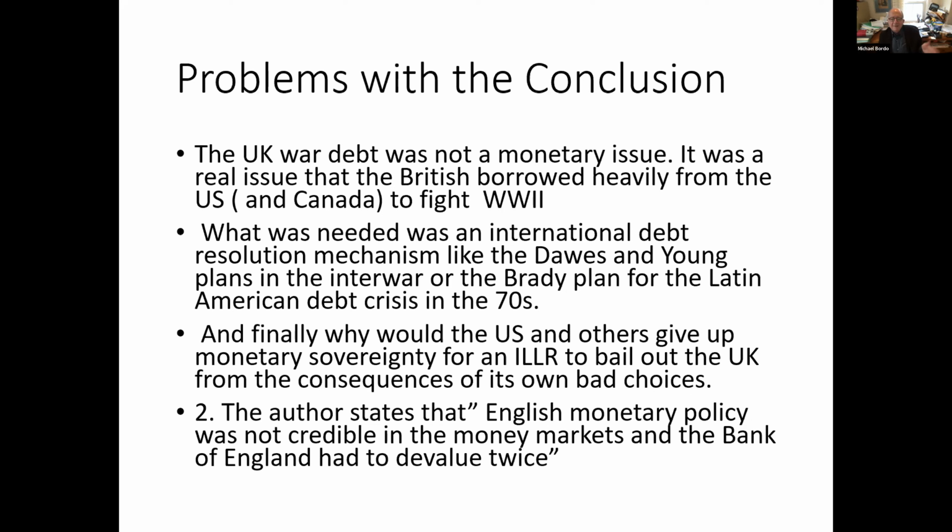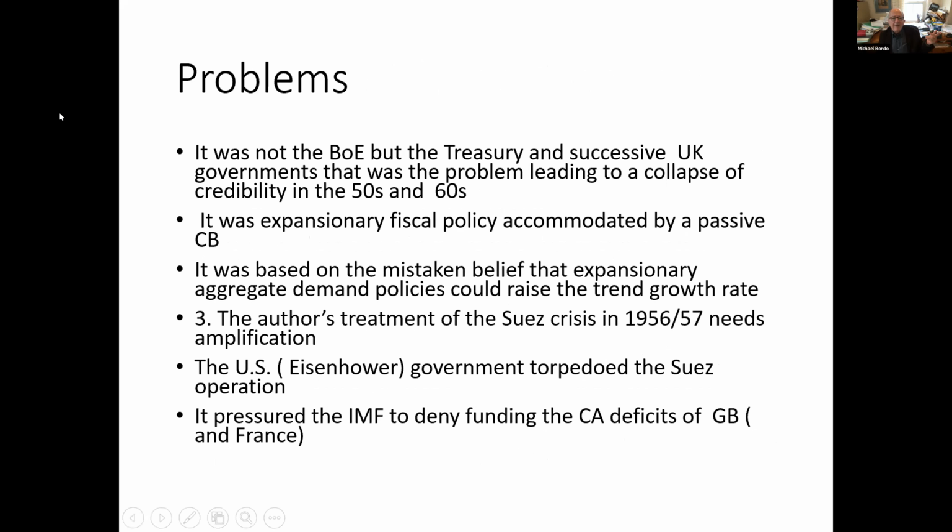Another point is she says that the English monetary policy was not credible in the money markets, and the Bank of England had to devalue twice. Next slide. Well, it wasn't the Bank of England, but the Treasury and successive UK governments that were the problem, leading to a collapse of credibility in the 50s and 60s. It was expansionary fiscal policy accommodated by a passive central bank. And that was based on the belief that expansionary aggregate demand policies could raise the trend growth rate.